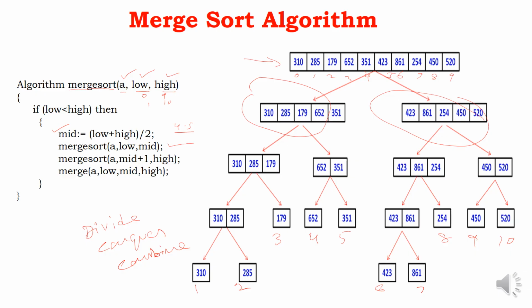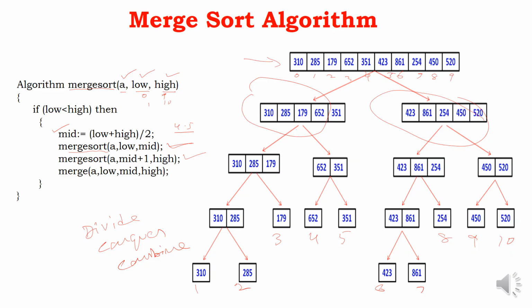Once you find the left subarray and the right subarray, the left subarray has to be sorted using merge sort. The right subarray is also to be sorted using merge sort. So sort the left array using merge sort, and sort the right array using merge sort.